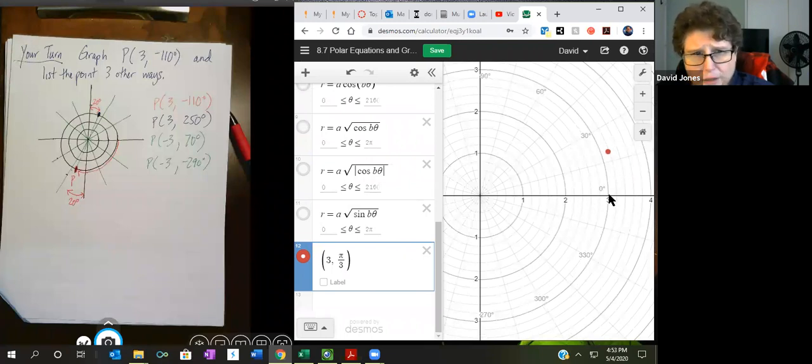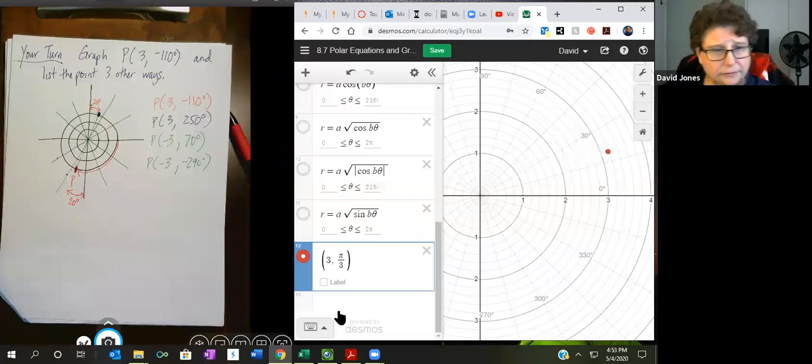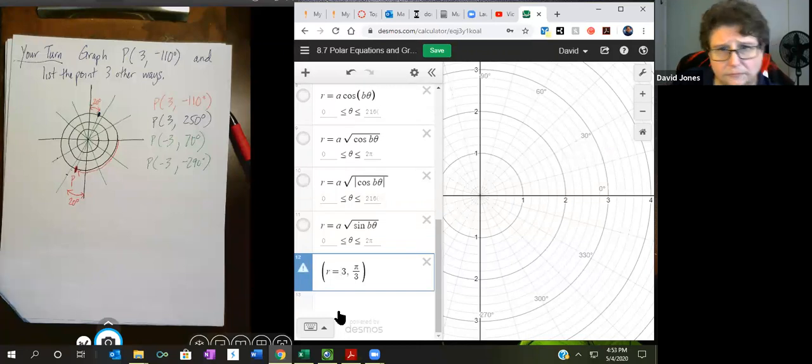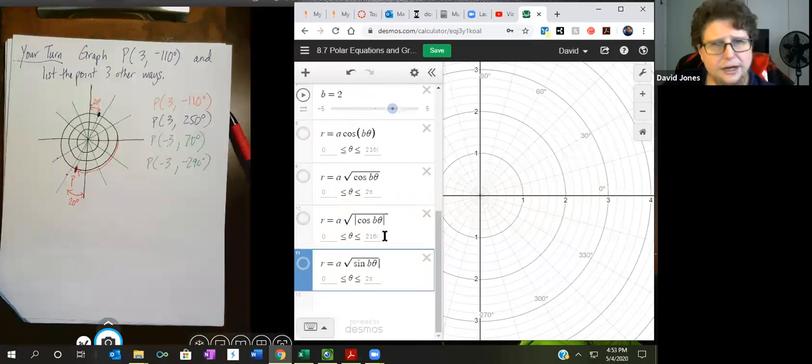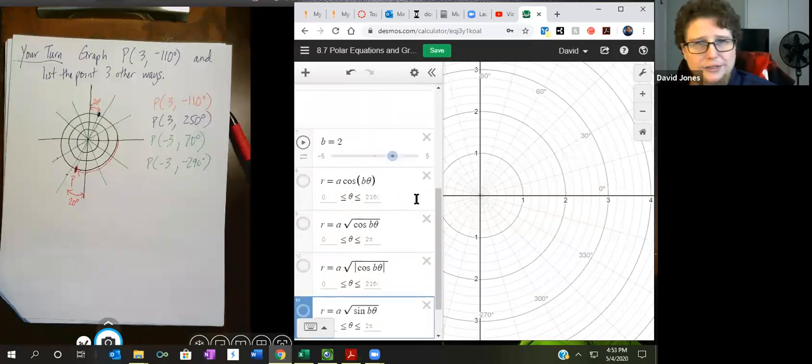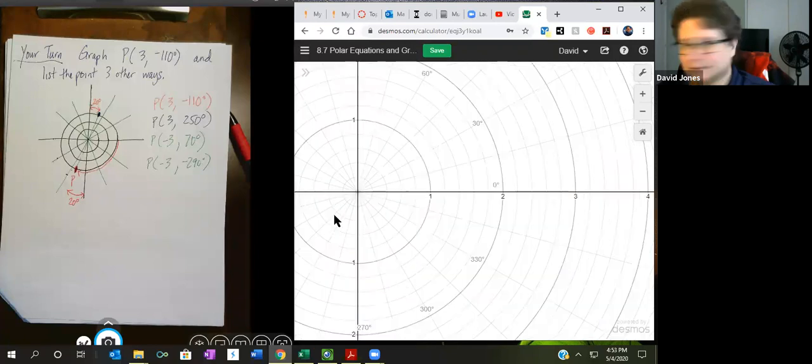So that should be going out 3 and then going pi over 3. I'm not sure why it isn't. Oh, yeah, I am. R equals 3. It's treating this as x and y. That's unfortunate. Maybe there's not a way to put it in polar. I'll have to look at that later. We will use these, have fun with some of these equations a little bit.